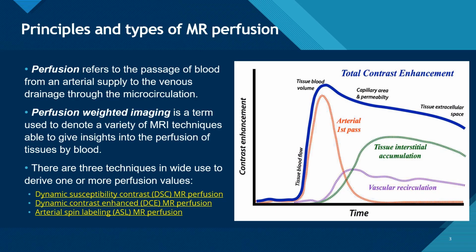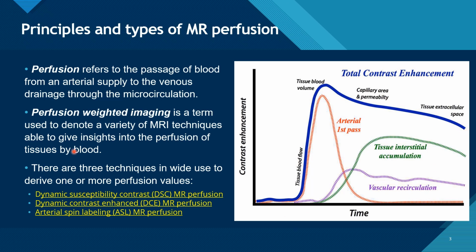So, what is perfusion? Perfusion refers to the passage of blood from the arterial to the venous circulation, passing by the microcirculation. So, from the beginning of the first pass arterial entry into the tissue, passing by the capillary bed and entering into the tissue extracellular space until the venous system.